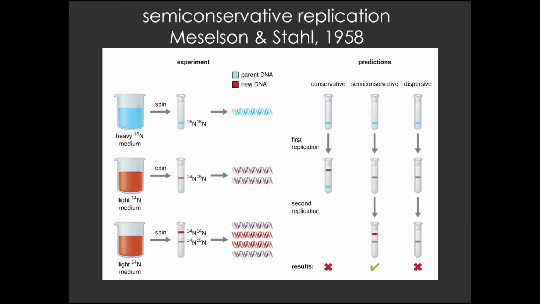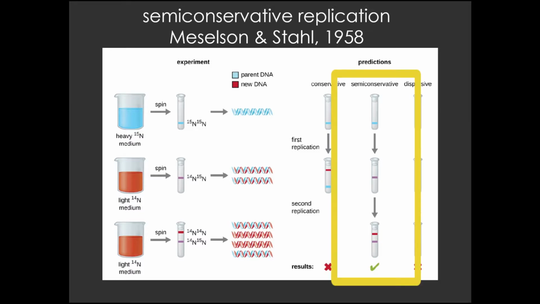And if conservative replication was correct, then you would always only have this very heavy DNA and very light DNA. There'd be no mixing of the DNA, right? That first theory says that after one round of replication, you end up with that conserved parental double-stranded DNA and a new double-stranded DNA. So the blue line would be the one that was the parental DNA. The red line would be the one that was the new DNA.